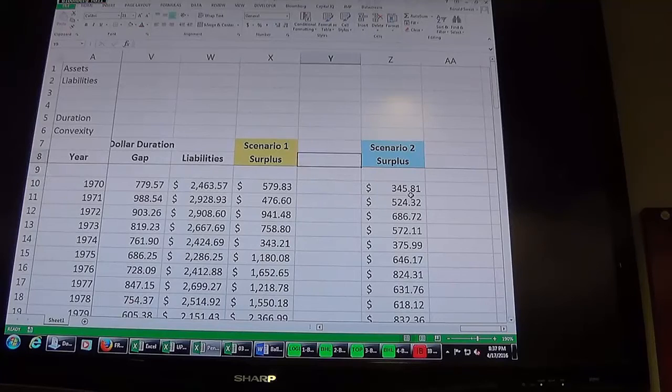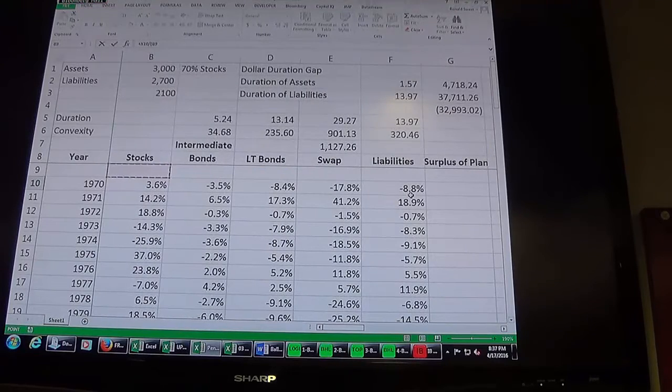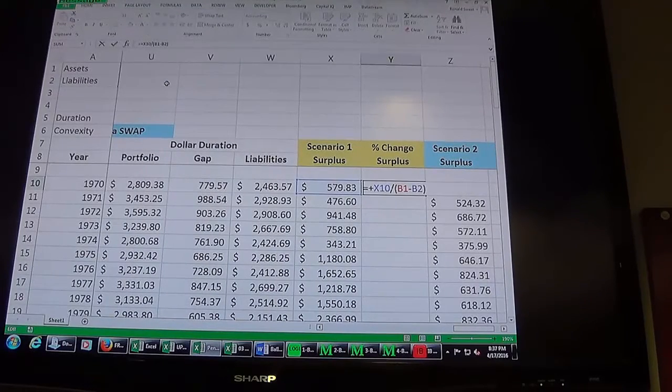What can we express this by? So let's look at the percentage change in the surplus. You could look at the downside. Which one lost? What was the worst year? So percentage change, we have 579.83 divided by, what was our beginning? 3 billion minus 27. So ending minus beginning minus 1. And then we do the same thing here. Ending divided by beginning minus 1.